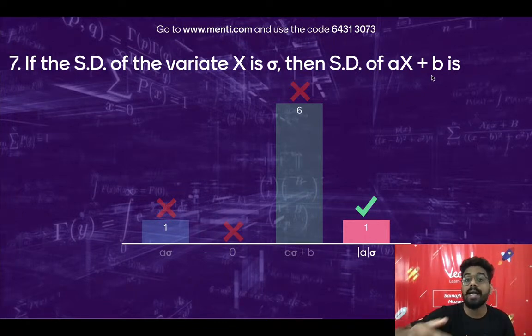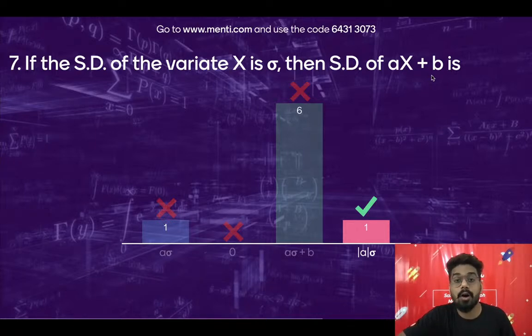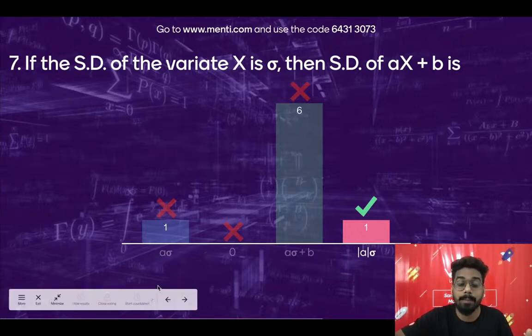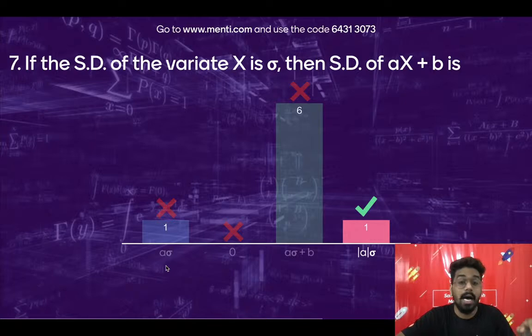But when we multiply a number with the x, that means we have scaled, we have changed the scale, we have done a times of the x, and variance got multiplied with a square. But standard deviation got a times of it, and we do not know the value of a. So it will be mod of a times sigma, because ultimately standard deviation is the root of the variance, so it must be positive. Sigma is positive, so a must be positive.